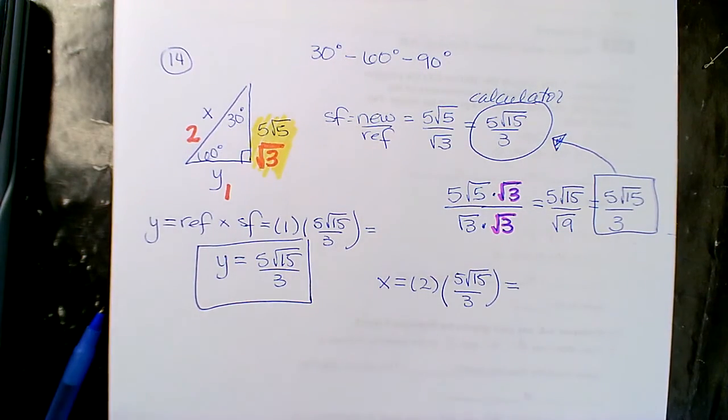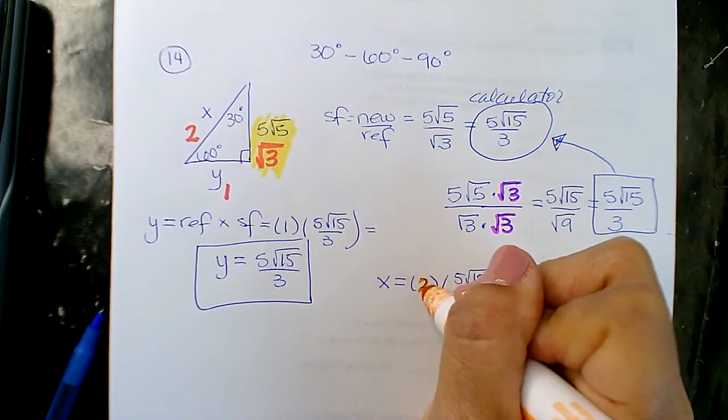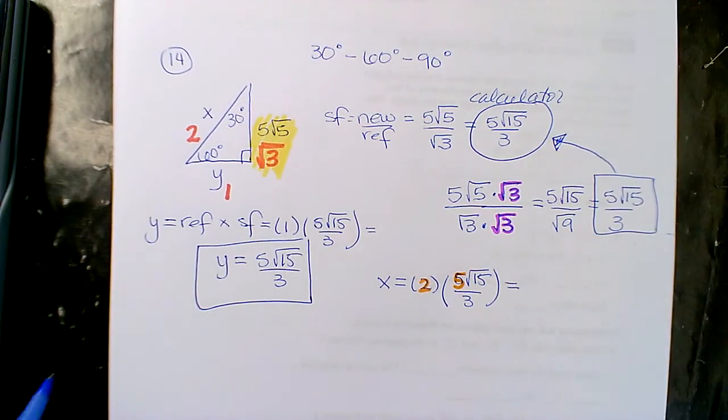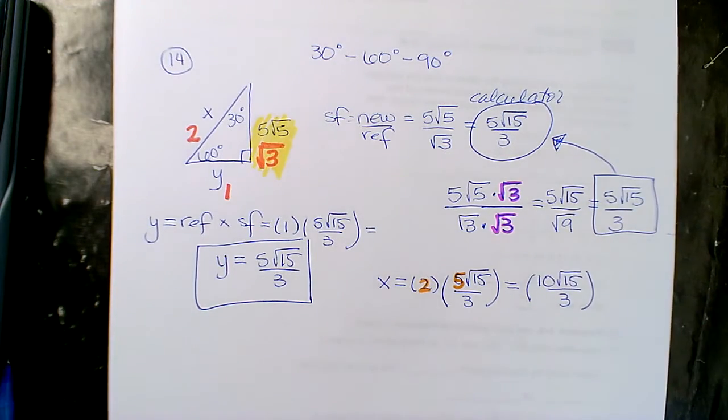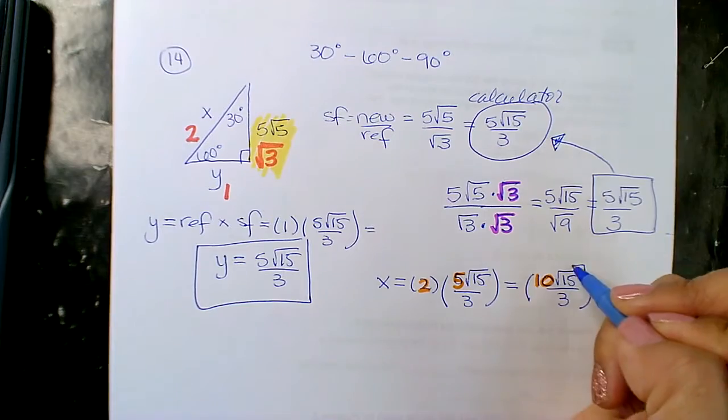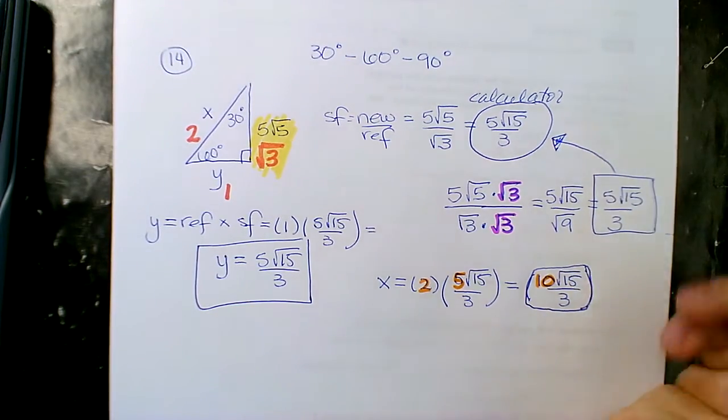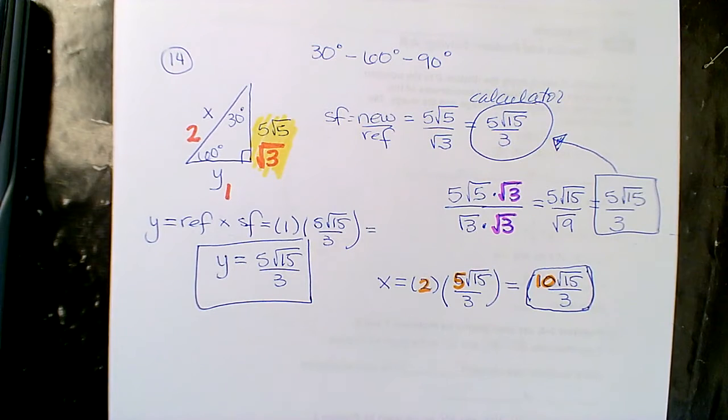And so look, let me use a different color. Look, 2 is an integer. 5 is an integer. So it's going to become 10 rad 15 over 3. Do not take the 2 and multiply it times the 3 as well. It's a box. Don't go 10 rad 15 over 6. There's only 1 2. Don't multiply the top and the bottom, just the top integer. So y is 5 rad 15 over 3. X is 10 rad 15 over 3.